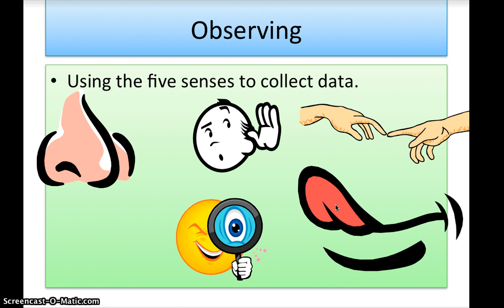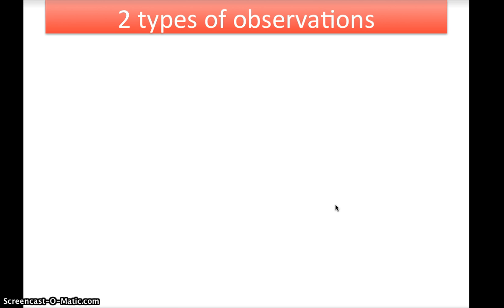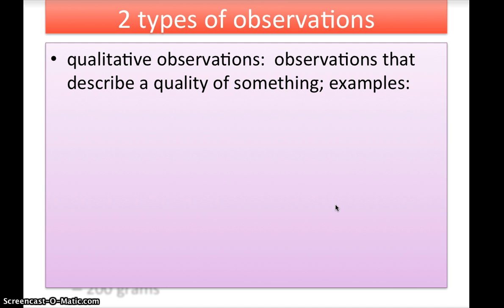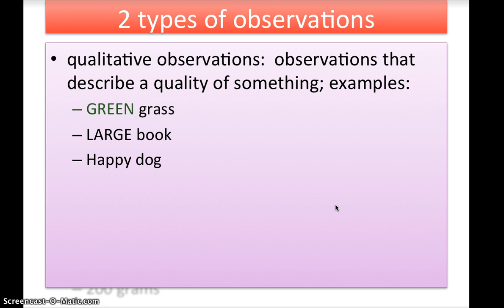When it comes to observations, there are 2 types of observations. You probably know these from last year. I'm just going to go over them again, and those are qualitative observations. They describe a quality of something. It's usually an adjective. Examples of this would be green grass, large book, happy dog. You probably have some other examples that came to mind, especially since you did your science fair projects last year.